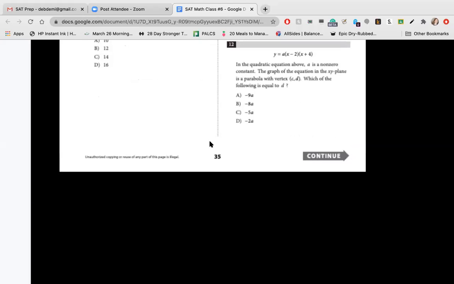I think it was. So in the quadratic equation above, A is a non-zero constant. The graph of the equation in the xy plane is a parabola with vertex CD. Which of the following is equal to D? Okay, so D is the y-coordinate of the vertex. This is what I did. I did my drawing because I draw everything. I drew it out like this, and we have a parabola.